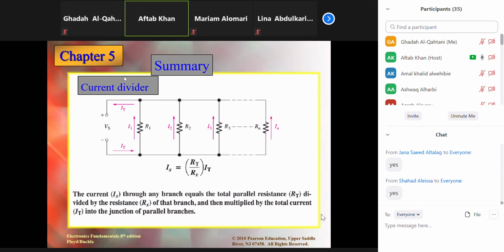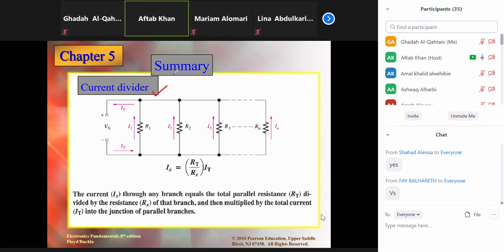Now, girls, the second thing comes: the current divider rule. Like we know that in a parallel circuit, current divides. In a series circuit, voltage divides. So we have the voltage divider rule for that, but here we have the current divider rule.